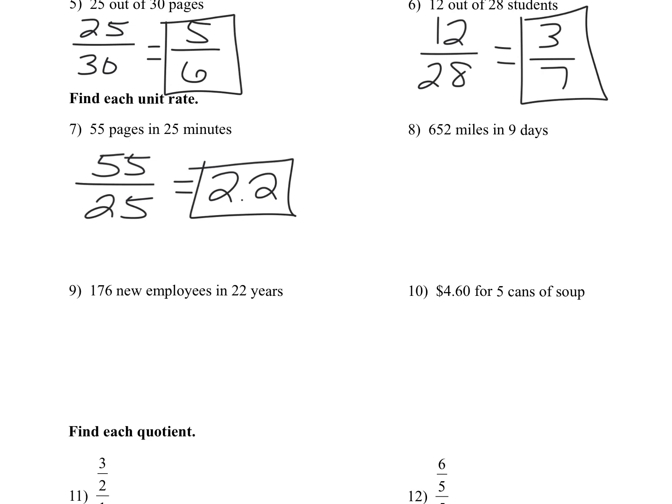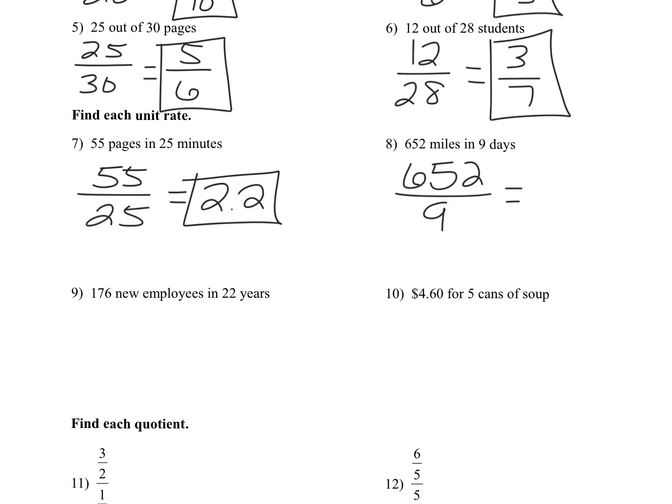What do we do first? Make a fraction, write the ratio. What's the ratio? 652 over 9. What do we do with those? Divide them. What do you get? 72.4. You can just round to the nearest tenth.